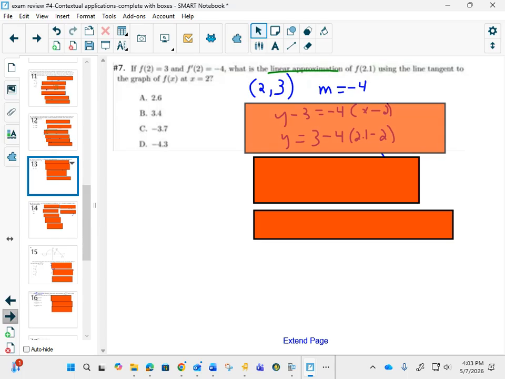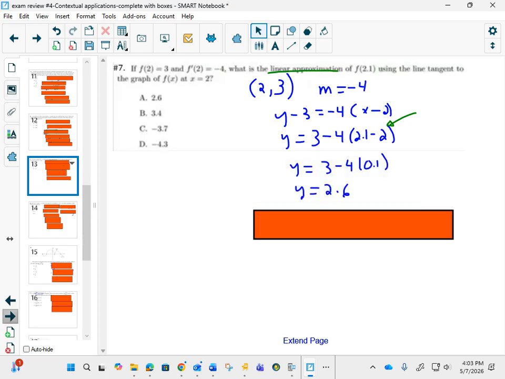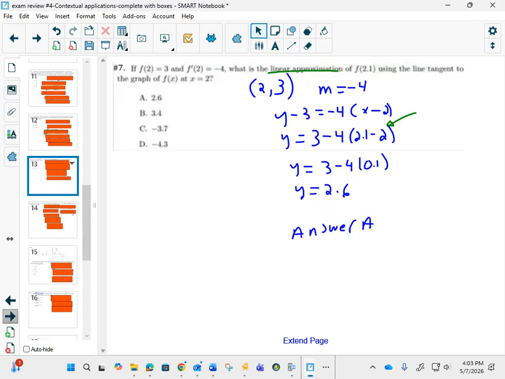y minus y1 equals m times x minus x1. And again, your life will be easier if you plug it in right away, because then you're going to deal with smaller numbers. 2.1 minus 2 is just 0.1. 0.1 times the 4 will be 0.4. Then I just have to deal with 3 minus 0.4, and I get 2.6. My answer is A.